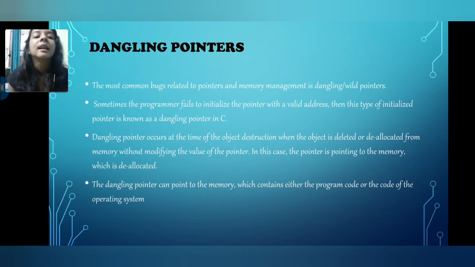In this case, the pointer is pointing to memory which is deallocated. The location which the pointer was once pointing to has been deleted, so it's basically pointing to nothing. The thing it was pointing to has been deallocated. It is not present there anymore. So in that case, the pointer would be called a dangling pointer. The dangling pointer can point to memory which contains either the program code or code of the operating system.